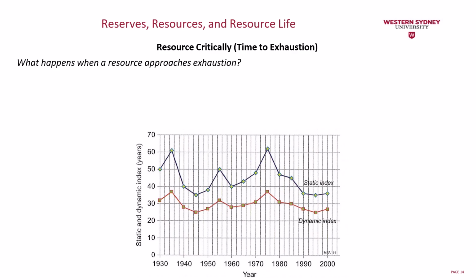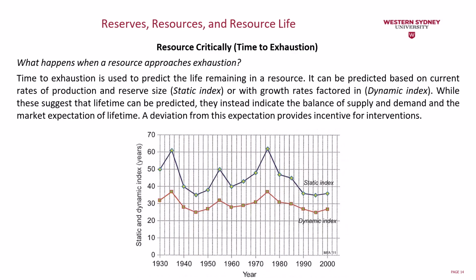So what happens when resources approach exhaustion? Time of exhaustion is used to predict the life remaining in resources. This can be predicted based on the current rates of production and the reserve size, which is called the static index, or with the growth rate factor in the dynamic index. While these suggest that the lifetime can be predicted, they instead indicate the balance of supply and demand and the market expectations of the lifetime. A deviation from this expectation provides an incentive for interventions.